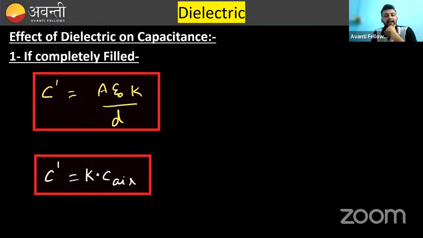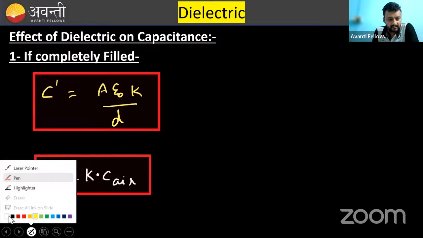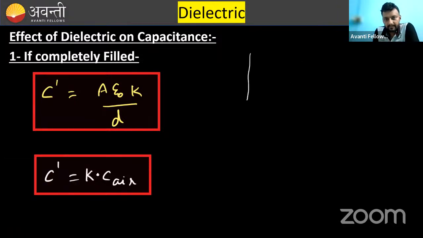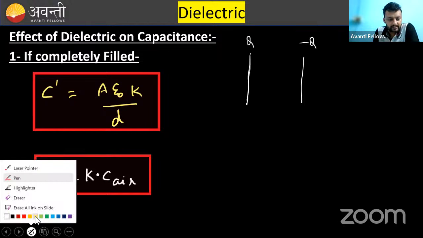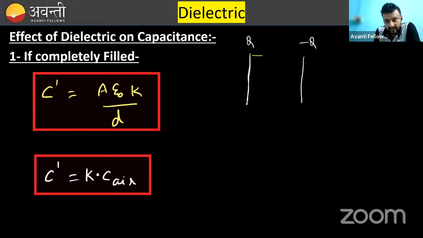Now the thing is the effect of dielectric on capacitance. Can you see that if I say there is a capacitor, these are the capacitor plates, plus Q and minus Q. And between these plates, some dielectric is being filled completely.